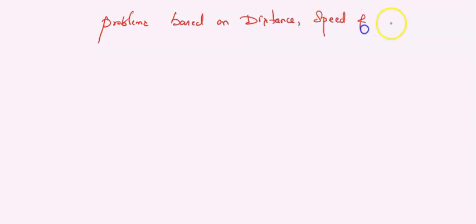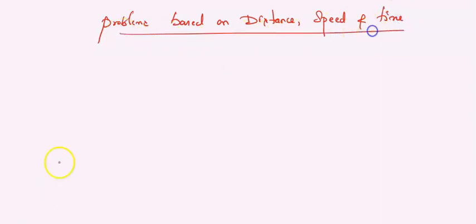And after that, if we get problems based on distance, speed and time, how should you solve them? Very simple. Observe here. We know the speed formula. What is the formula to find the speed? That is distance upon time. Correct? Distance upon time.